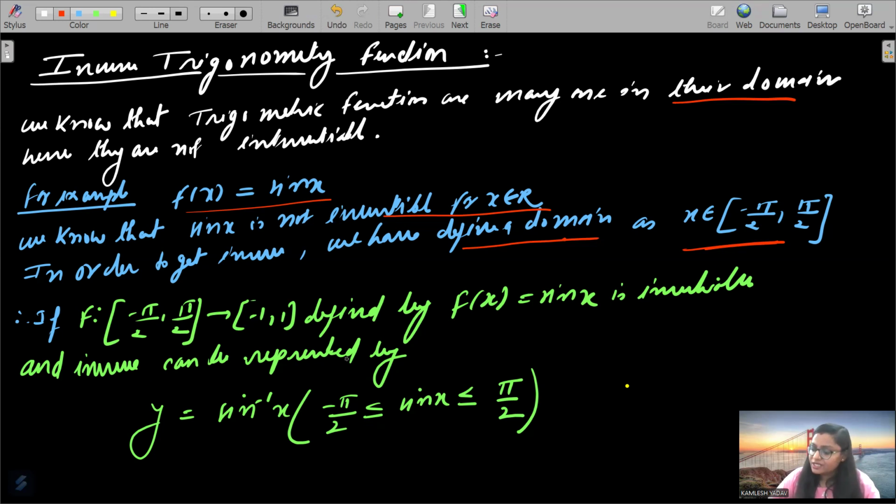The inverse is represented as y = sin inverse x, and we can write -pi/2 <= sin inverse x <= pi/2. Actually here it is sine inverse x, not sin x, that lies between minus pi by 2 and plus pi by 2. Then we go for another function.